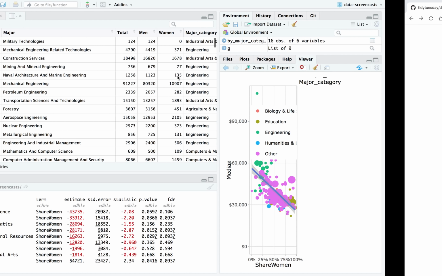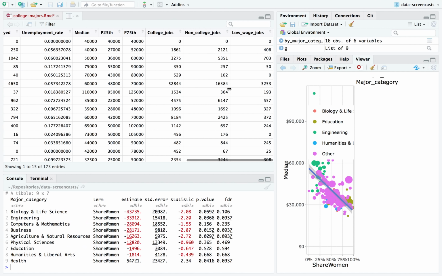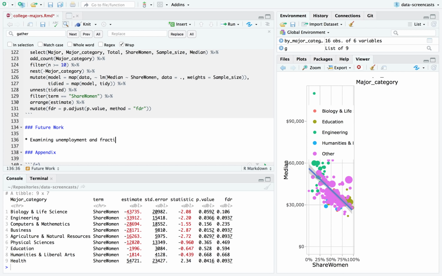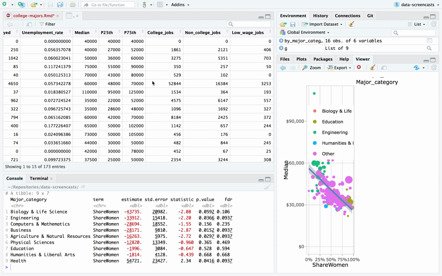Sometimes you just get into a couple columns and you completely forget about some other ones. I didn't examine unemployment and the fraction taking a job requiring a college degree. That would be really interesting, maybe as a confounding factor, or as something that just has a different impact. The other thing I'd look at is interquartile ranges.